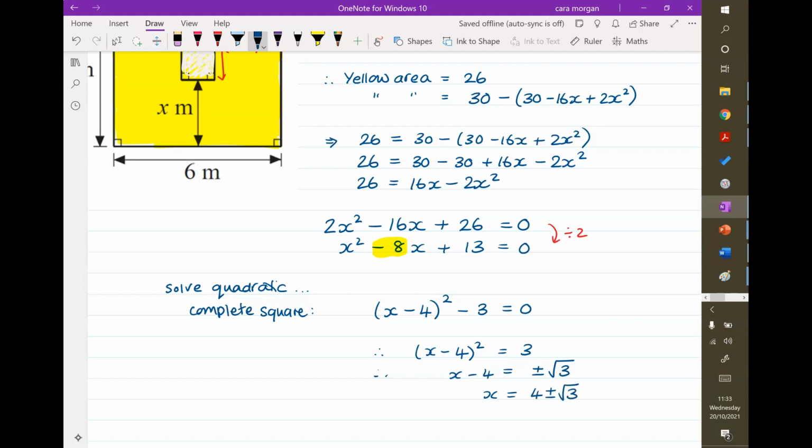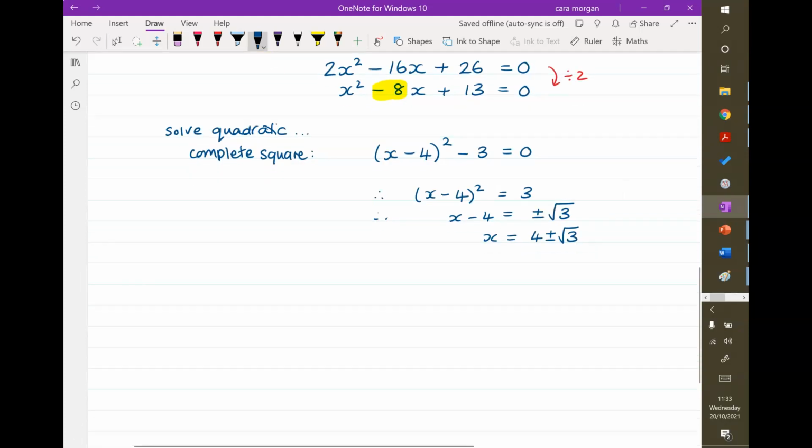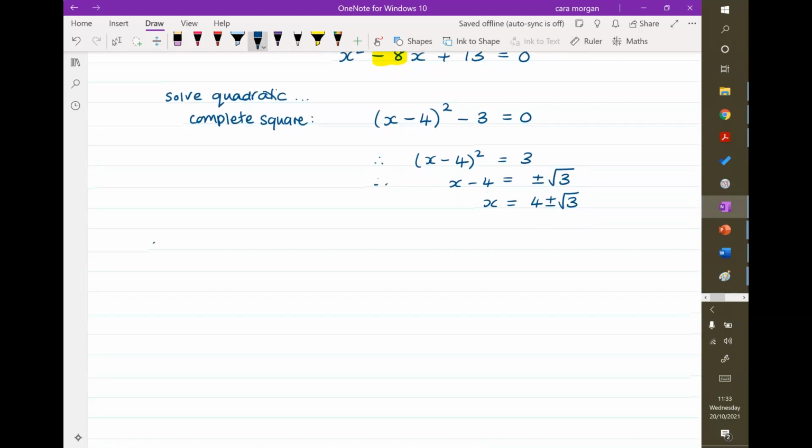Now, that's an exact answer. I'm very, very used to writing exact values. So therefore x is either 4 subtract root 3 or x is 4 add root 3. Either of those values of x will lead to an area of 26. However, let's just check what the decimal equivalents are, because it did say to find x to 1 decimal place.